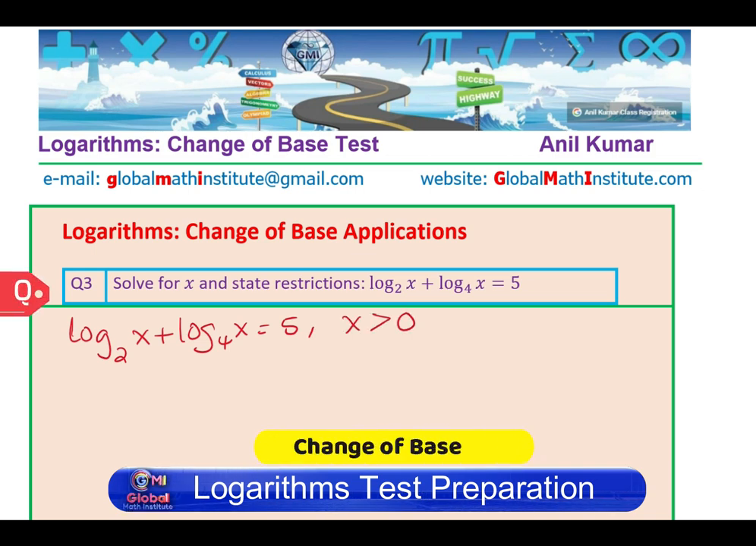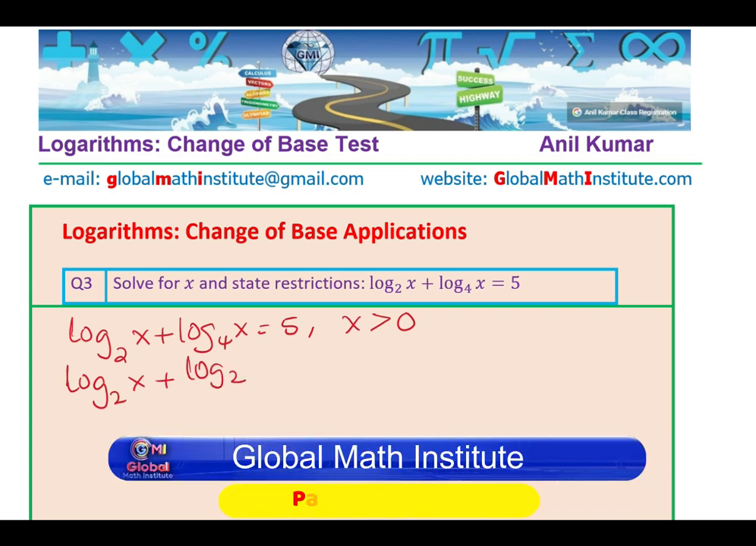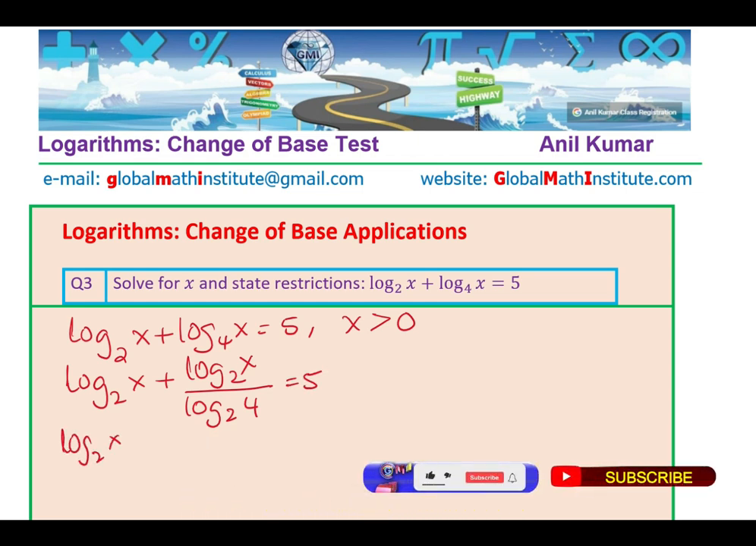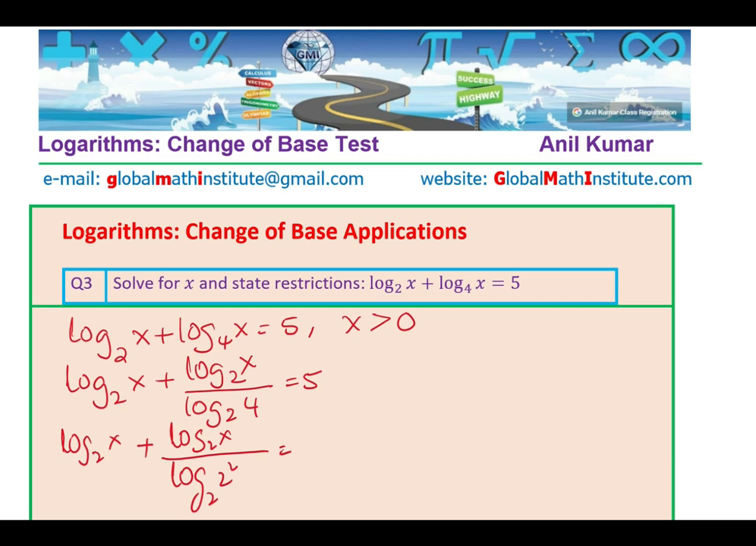That is the restriction. Now, we could change the base from 4 to 2, and so we can rewrite this as log to the base 2 of x plus log to the base 2 of x divided by log to the base 2 of 4, right, equals 5. And that gives you log to the base 2 of x plus, what is log to the base 2 of 4, which is 2 squared, right? So let me take one more step here, okay? So we'll write this as log 2 squared, right, equals 5.